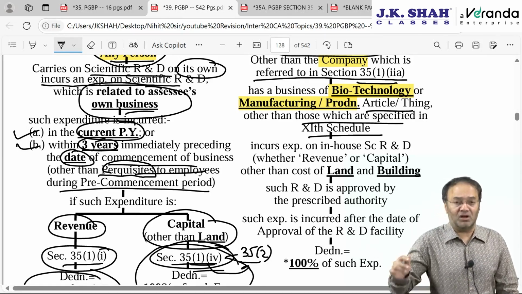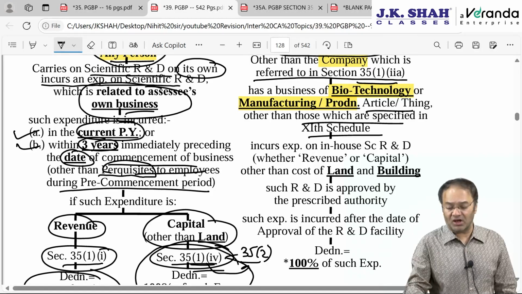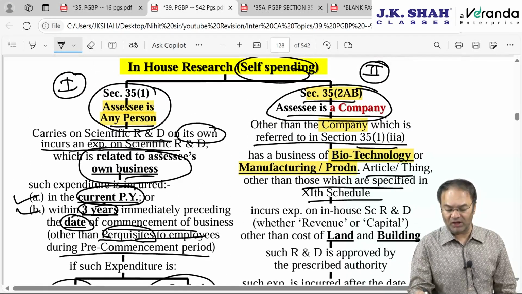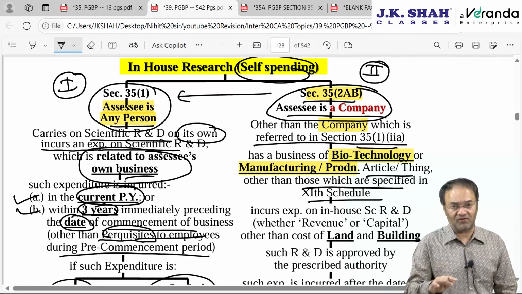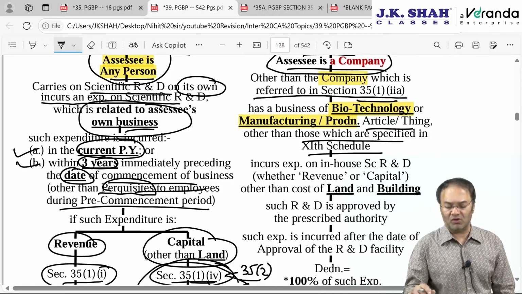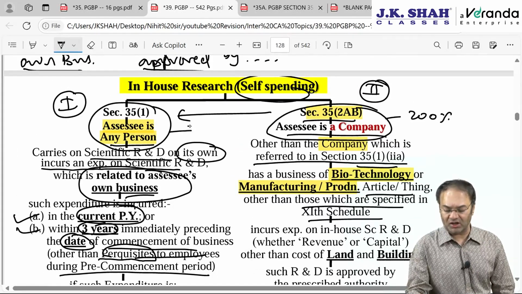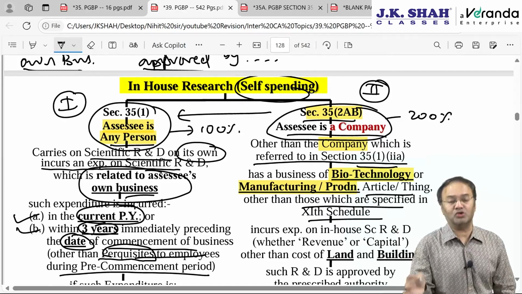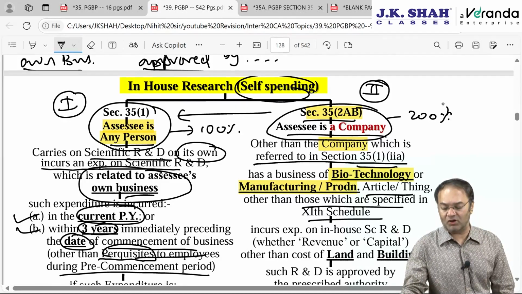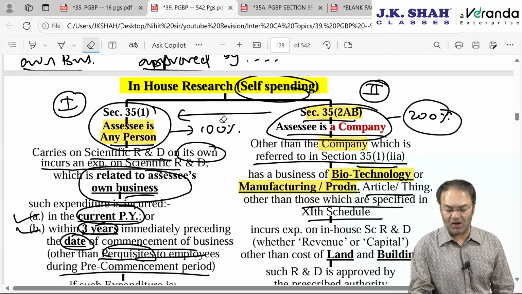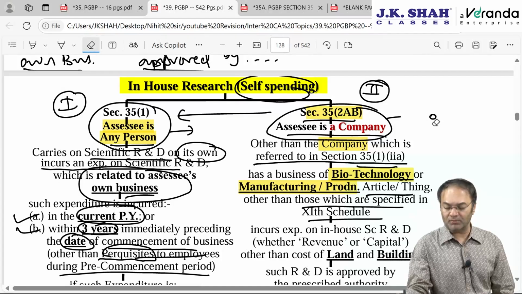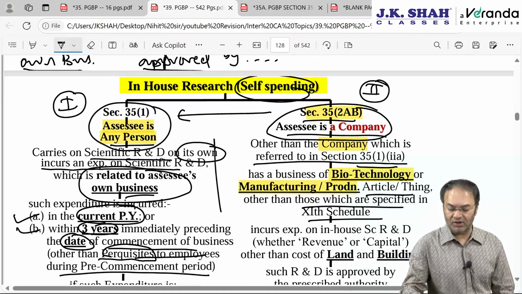So if the company is engaged into gutka manufacturing, it cannot claim under 35(2)(ab). It has to claim under 35(1). 35(1) allowed, 35(2)(ab) not allowed. Once upon a time, 35(2)(ab) was 200% of the expenditure incurred, and here it was 100%. So it used to make a difference. Companies always wanted to claim under 35(2)(ab), but now everything is gone. No 200%, no weighted deduction. Deduction will be 100% of the expenditure incurred.